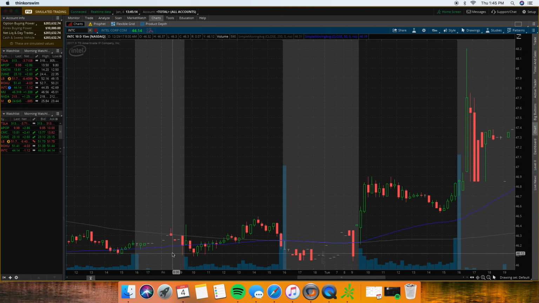You can see on here, it broke 46.50. It came back and tested the 46.50 area, and then it just kept going up. So now remember this phrase: once you break resistance, it becomes support. So this is exactly what I mean.